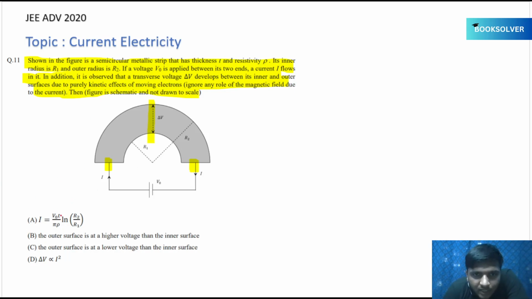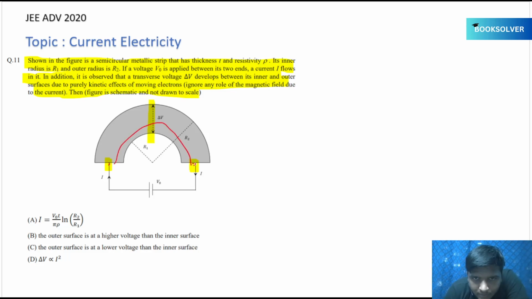So starting from current, to find current, we have V naught here and we have to calculate the R equivalent. What will R equivalent be here? This is not a very simple step that we usually see. What we can do is consider a component like thing.